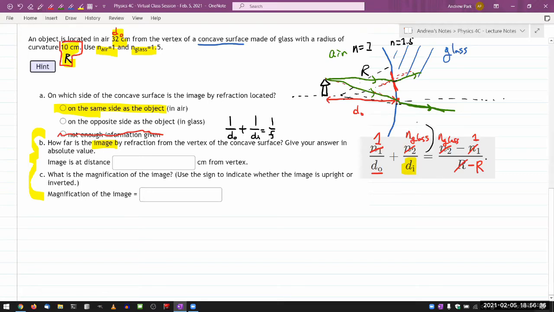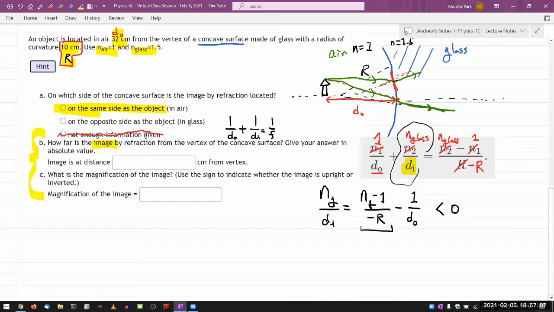So let me do that. I'm going to put this by itself. So N glass over DI is equal to, moving this over, N glass minus 1 over minus R, minus 1 over DO. I think I already know my answer for DI, because everything on the right-hand side is negative. The numerator here is positive, so this whole quantity is negative. I'm subtracting a positive number, so the right-hand side is guaranteed to be negative, which means DI is going to be negative, which means this is the correct answer.